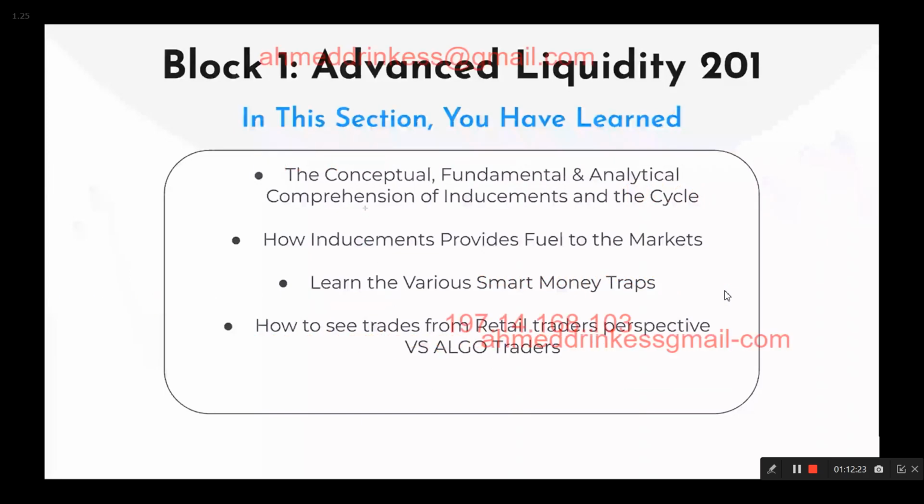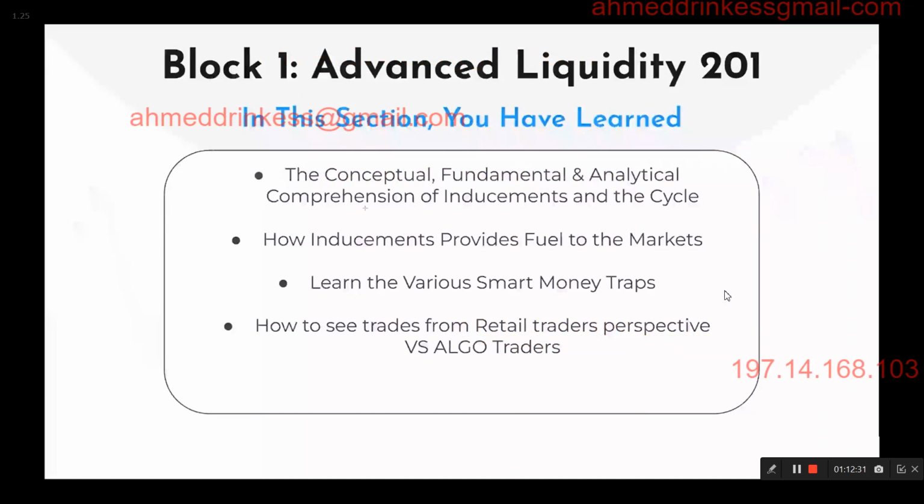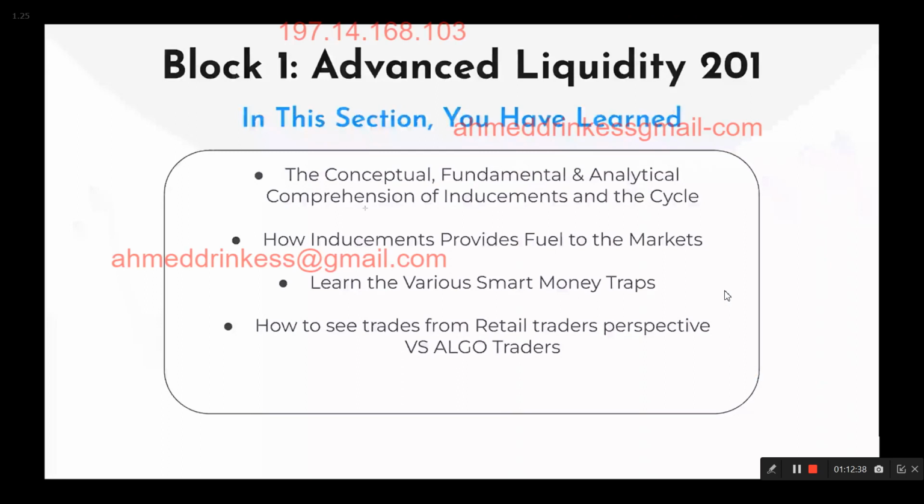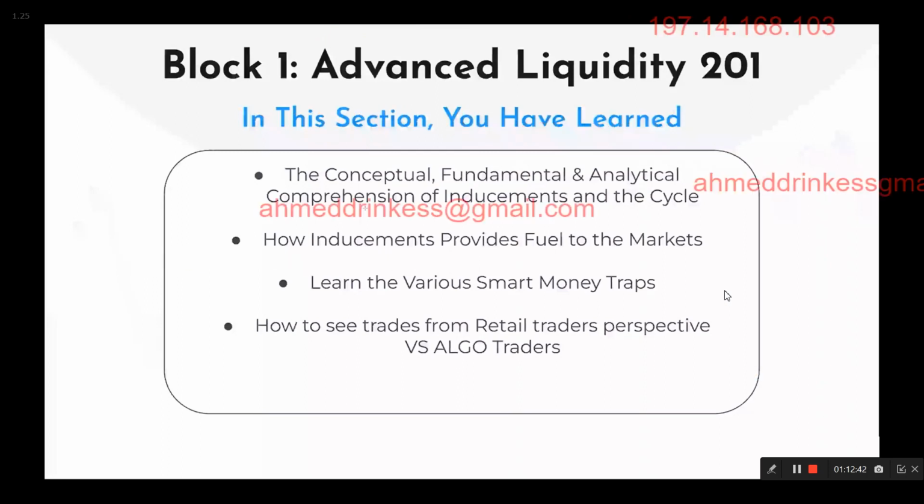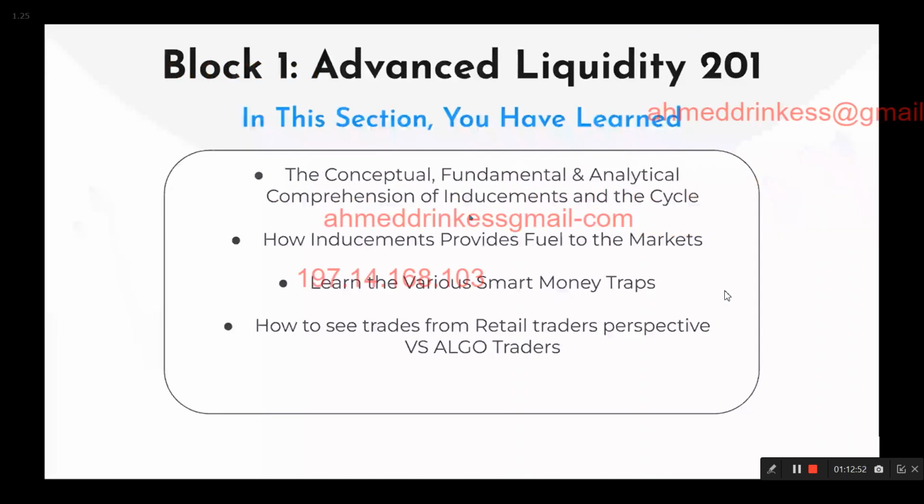All right, everyone. So you guys have now learned the conceptual, fundamental, analytical comprehension of inducements and the inducement cycle, how inducement provides fuel to the markets. You've now learned the 2 SMC traps. And now it's time for you to see how retail traders trade versus the perspective of the algo, right? So now we're going to start going into the fundamentals of algo trading: what it is, how it came across, why we use it, and again, just what it is. So let's get right into it, everyone.